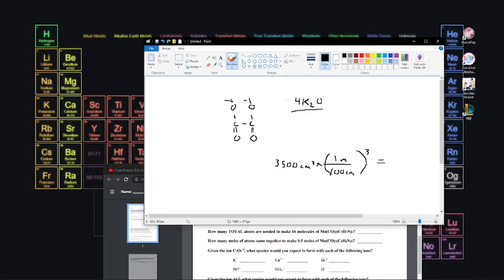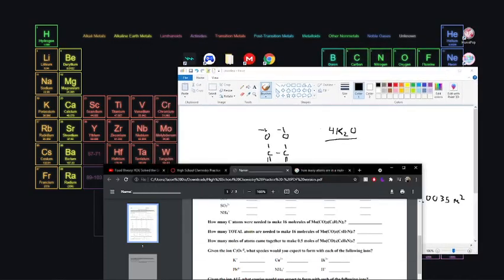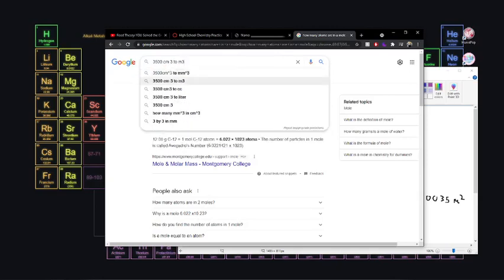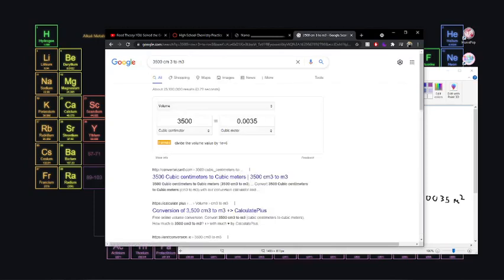Actually, I can just do a double parentheses here. You guys can't see it because I'm on my calculator. Can I just do this? What does that give me? That gives me 0.0035 meters cubed. Let's see if I did that right. So we are going to go to Google because Google is our best friend. 3,500 cm cubed to meters cubed. Yep, so we got that right.